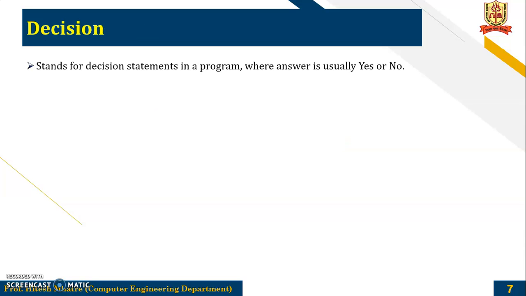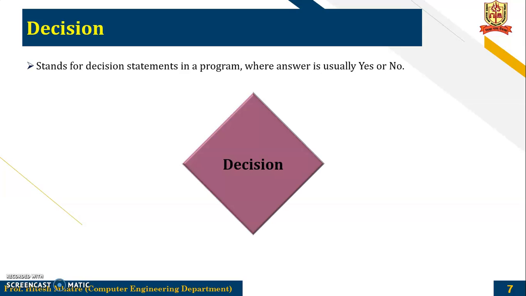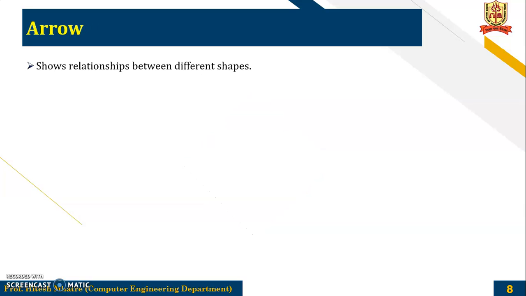Then the decision. It stands for decision statements in a program where answers are usually yes or no. So there is a condition where you have to select between the two options, either yes or no. It is represented by this diamond. Whenever you have code that indicates there should be decision making, you will use this particular symbol. Then arrows, which show the relationship between the different shapes.